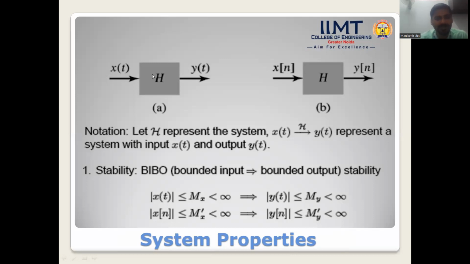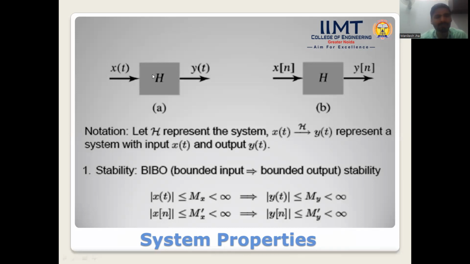So x of t is your input, y of t is your output. The second one is stability. First of all, when we are going to discuss any signals, we are discussing the stability. Is it stable or not? Because when we are discussing any system, we want that system to be stable every time. If the system is stable, then it will be long lasting.